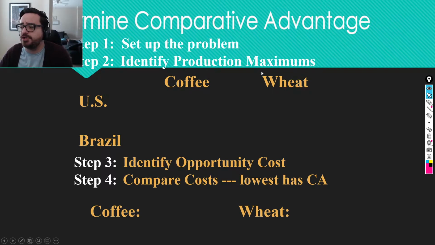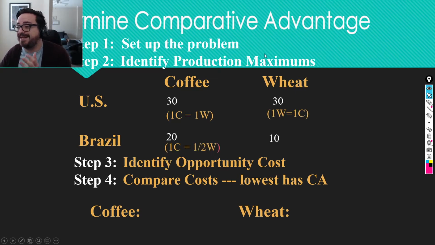So I've already determined the comparative advantage, but here is just the step-by-step process for how we did that. If you need it in visual-like format and steps, if you're a steps person, feel free to write these down. Set up the problem with your numbers. Identify the production maximums, which we got 30, 30, 20, and 10. Identify the opportunity costs, 1, 1/2, 1, 2.